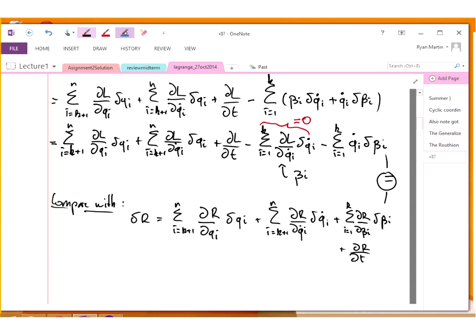So let's look, for example, at, in the top expression, I have the first term here with the delta q_i, and in the bottom expression, I also have a term with the delta q_i. So the sum over the same indices, from i equals k plus 1 to n, that means that ∂L/∂q_i has to be equal to ∂R/∂q_i. That's by matching the term that's in front of the delta q_i.